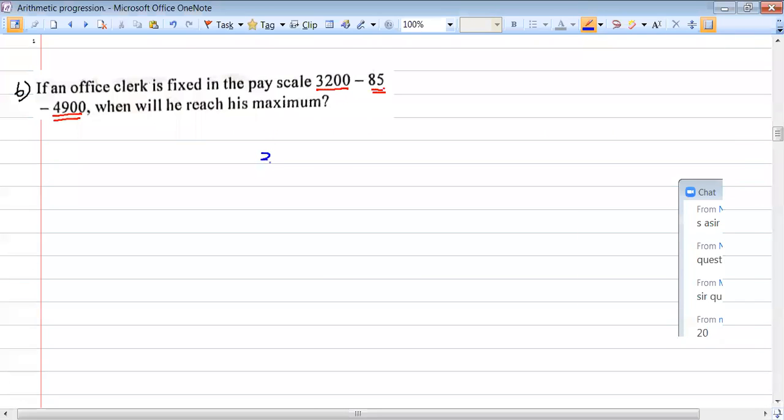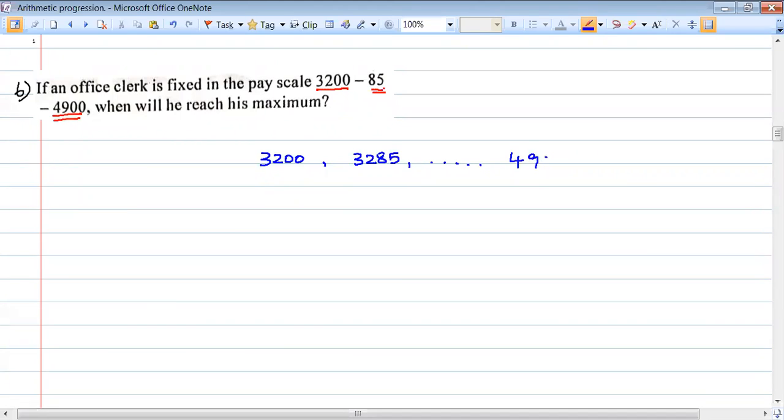See, first month salary is 3,200. Then next year, how much salary will he get with the increment? 3,285. Then each time plus 85, up to 4,900 rupees he will get. At that point, what is your A? A is equal to 3,200. What is your common difference? Yes, Rakshit and Sanjeevi, all your answers are correct. And D is equal to 85, the common difference.